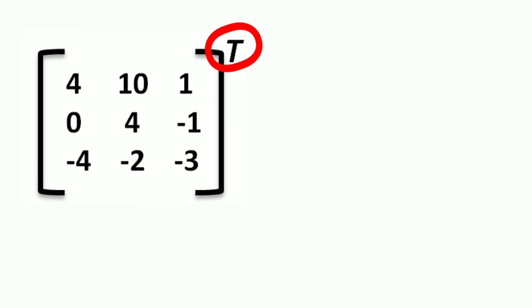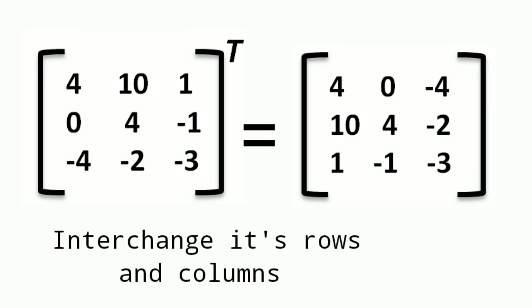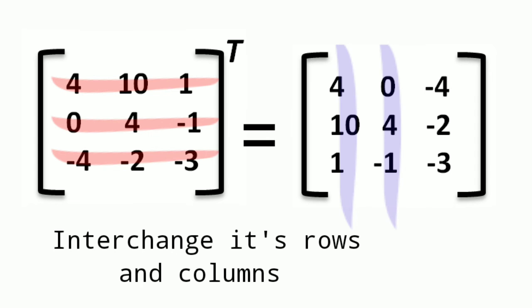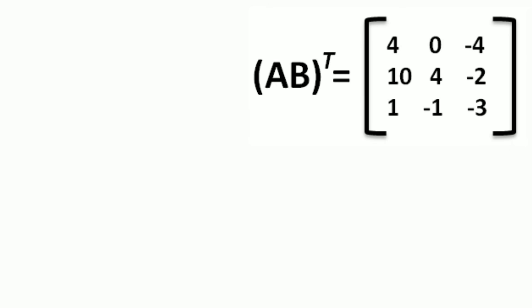So we see it's a transpose matrix. We will simply interchange its rows and columns to give us its transpose. In this matrix, it has 3 rows and 3 columns. The first row becomes the first column. The second row becomes the second column. And the last row becomes the last column. So AB transpose is equal to 4, 0, negative 4 as row 1, 10, 4, negative 2 as row 2, and 1, negative 1, and negative 3 as row 3. Now we have the result of AB transpose.